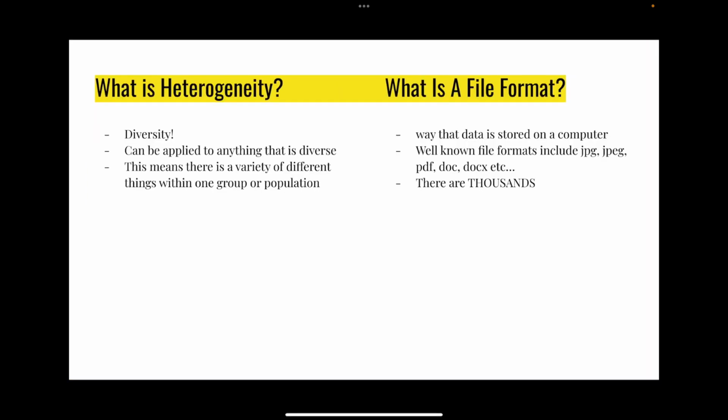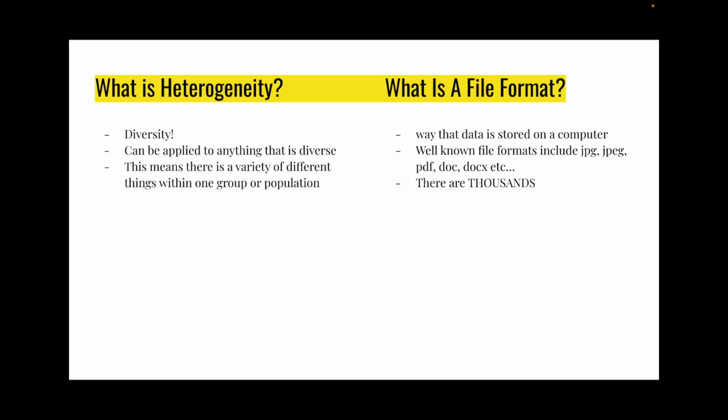So, the first thing we need to know is, what is heterogeneity? It sounds like a huge word, but I promise it's not. The definition is very simple and it all comes down to diversity. Heterogeneity can be applied to anything that is diverse. If you're talking about the United States, you can say that it has a heterogeneous population because the people who live here are so diverse.